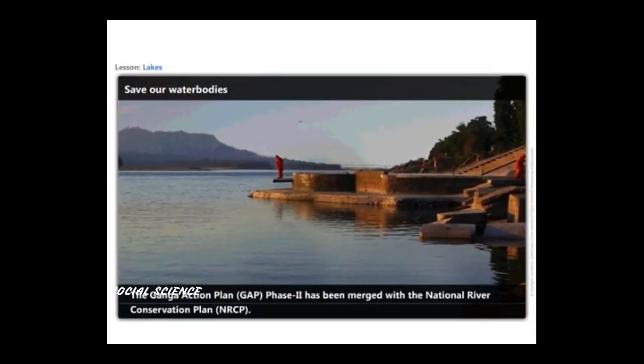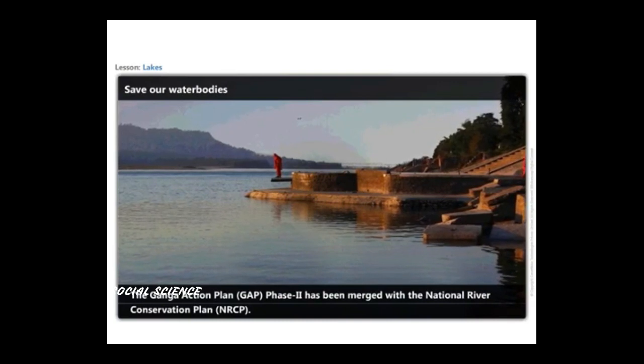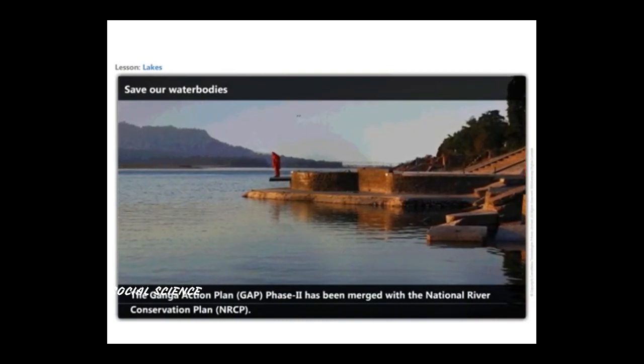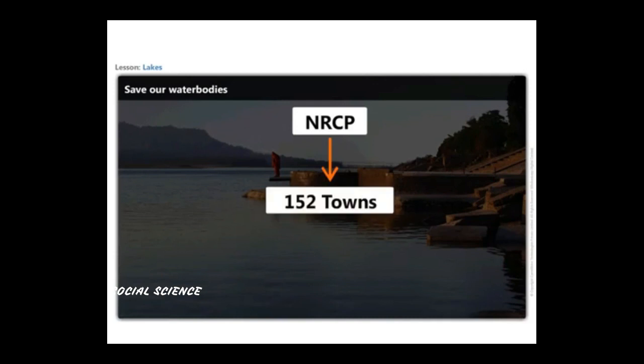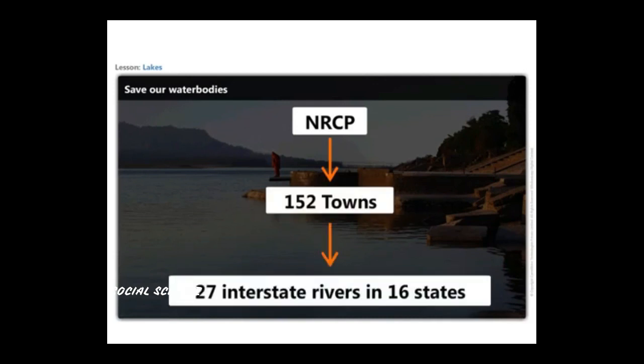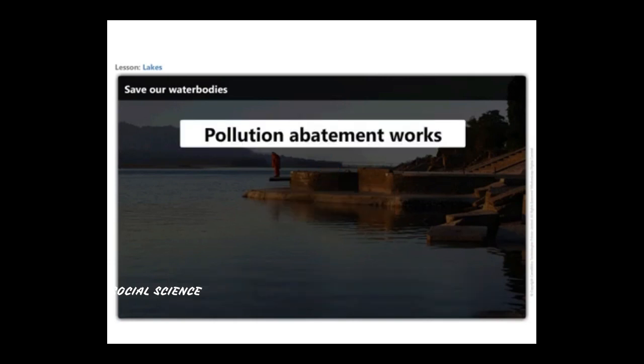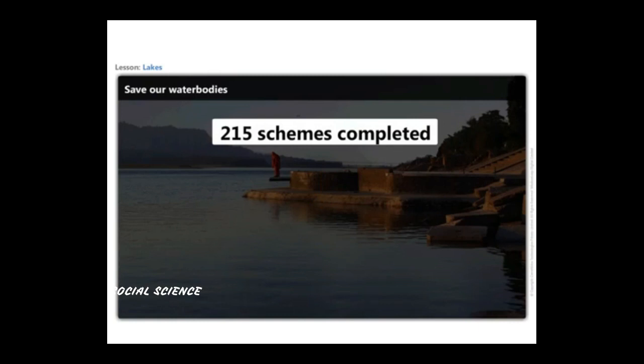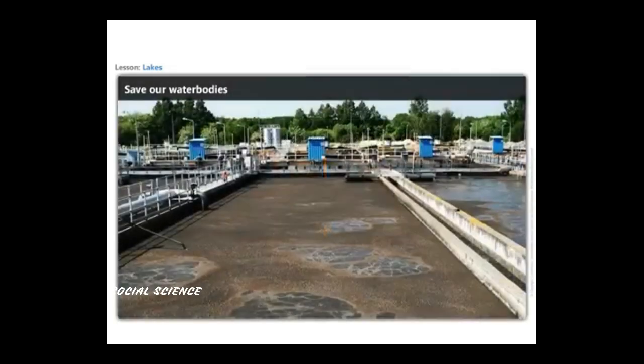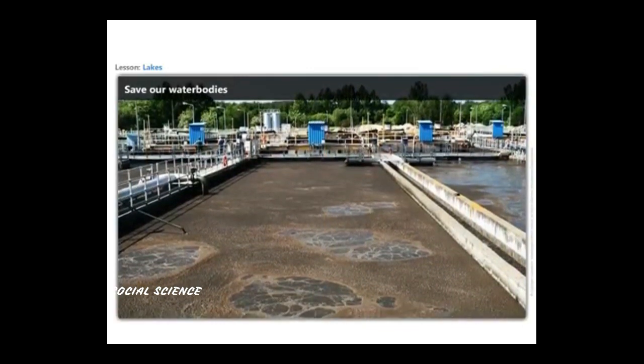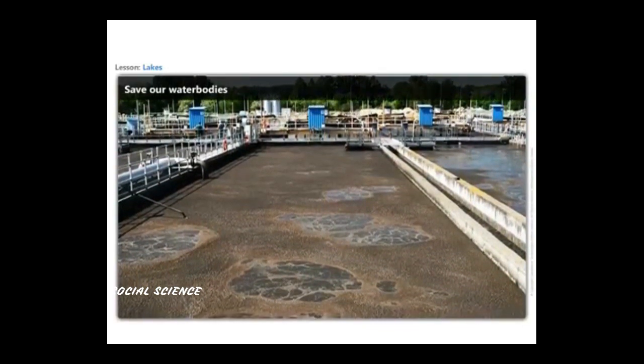The Ganga Action Plan (GAP) Phase 2 has been merged with the National River Conservation Plan (NRCP). NRCP presently covers 152 towns located along 27 interstate rivers in 16 states. Under this action plan, pollution abatement works are being taken up in 57 towns. A total of 215 schemes of pollution abatement have been sanctioned and 69 schemes have been completed so far under this action plan. 1 million liters of sewage is targeted to be intercepted, diverted and treated.